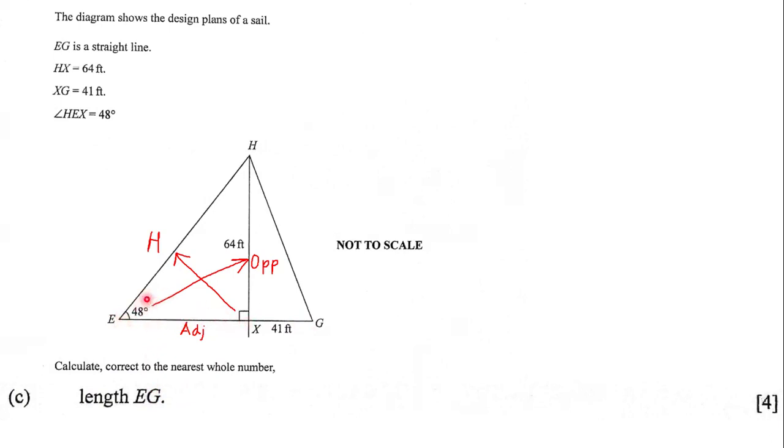We know that this here, theta, is 48 degrees, and the opposite side is 64 feet. We also know that this is a right angle, and so this side is the hypotenuse, and this side is the adjacent. What we need to find is the adjacent side. We need EX.